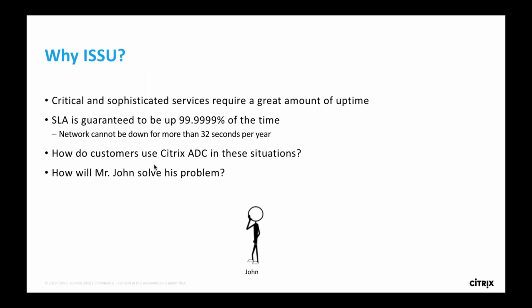So in reality, very critical and sophisticated services require very high uptime. We have seen customers serving uptime of 99.9999%. In these kinds of scenarios, the network cannot be down more than 32 seconds per year. So they are looking for almost zero downtime. So how will customers upgrade their devices in this situation? How will Mr. John solve this problem?